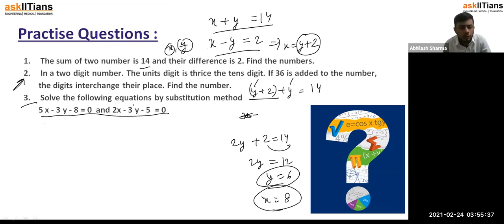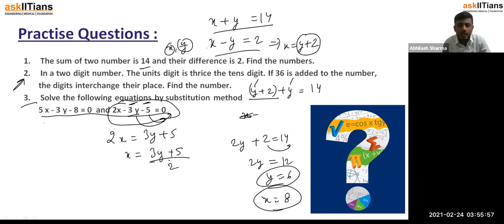So let us solve for x from this equation, let us say. So we'll get 2x is equal to 3y plus 5. What have I done? This term and this term I have taken on this side, transposed to the right hand side. So x comes out to be 3y plus 5 whole divided by 2. I have taken the 2 here. Now put this value of x in this equation.